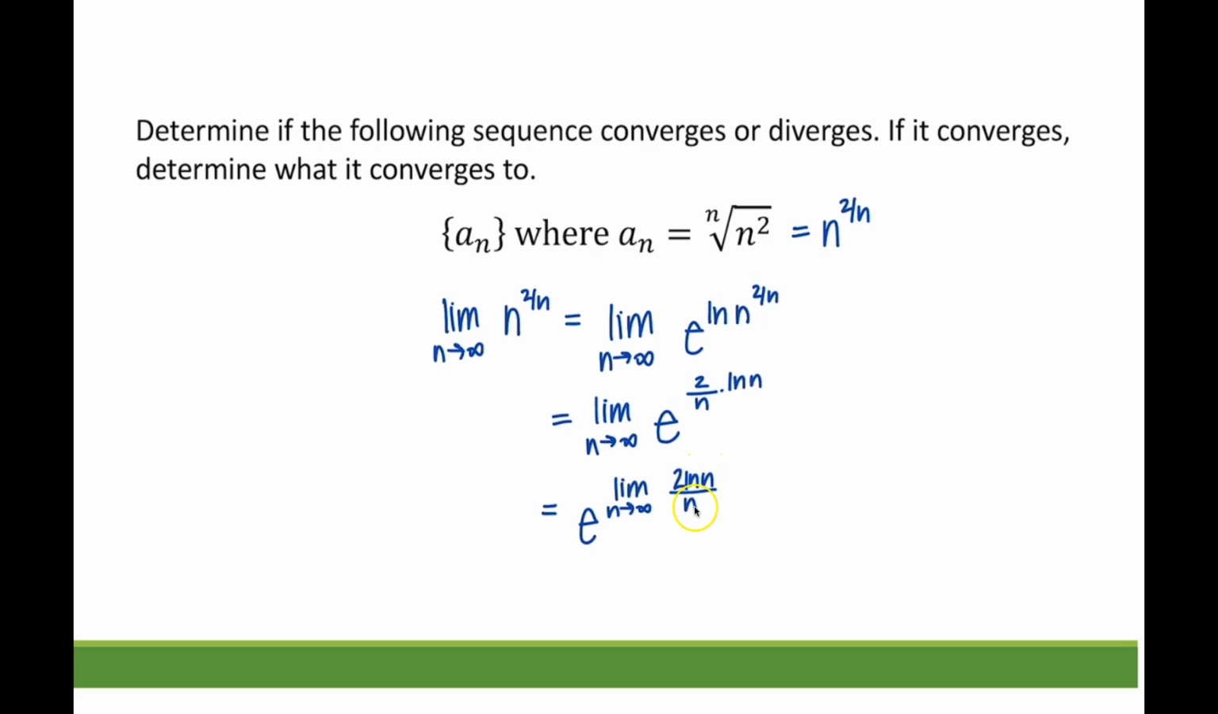I can take the derivative of the top and the bottom. I can actually also just use dominance laws again because I have a logarithm on top and a polynomial on the bottom, n to the first. So that means that this whole limit is going to 0. So I have e to the 0, which is 1. So the answer to our limit is a real number, 1. So that means that the limit exists. And so this sequence converges, and it converges to 1.